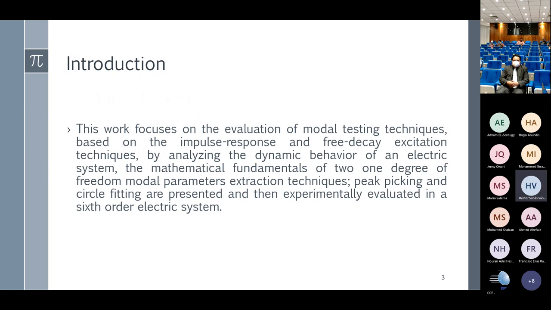Well, as introduction, this work focuses on the evaluation of modal testing techniques based on the impulse response and free decay excitation techniques. This is done by analyzing the dynamic behavior of an electric system with the mathematical fundamentals of 2-1 degrees of freedom modal parameters extraction techniques that are peak picking and circle fitting. These techniques are presented and then experimentally evaluated in a 6-order electric system.